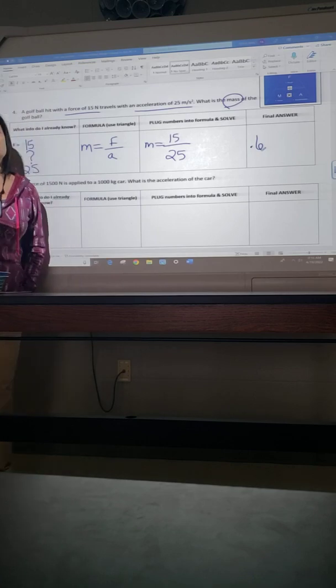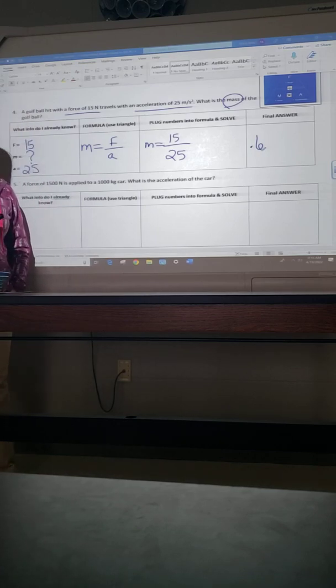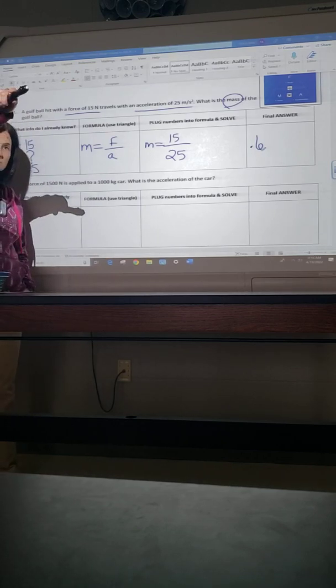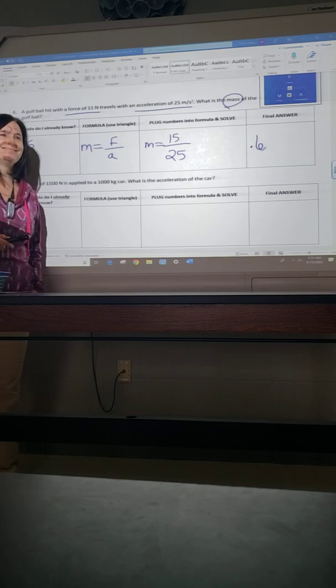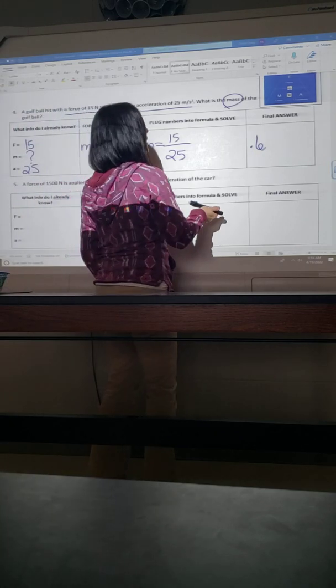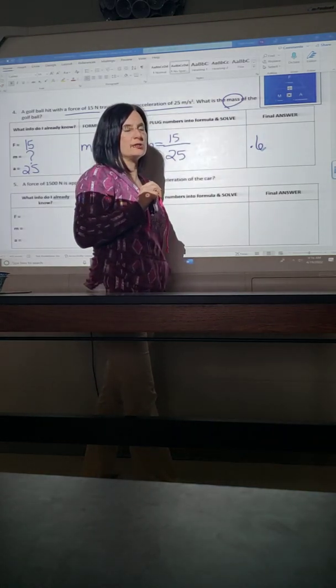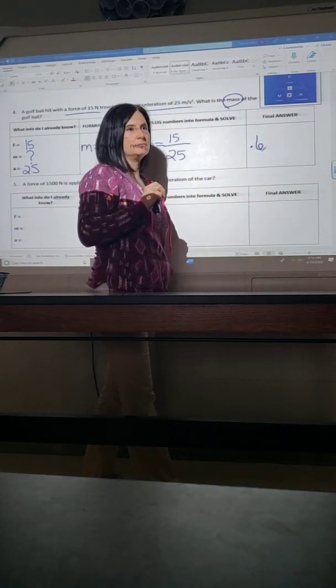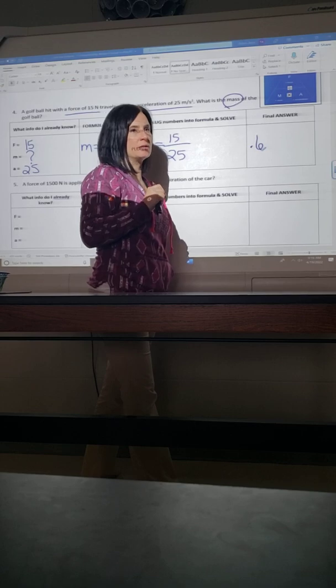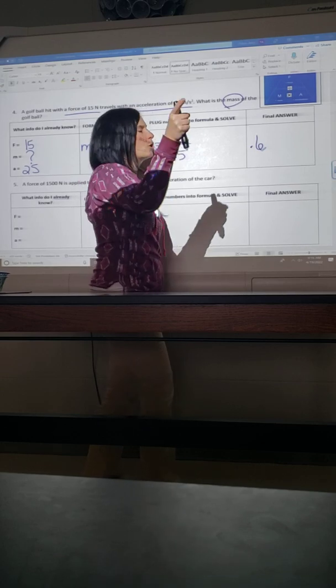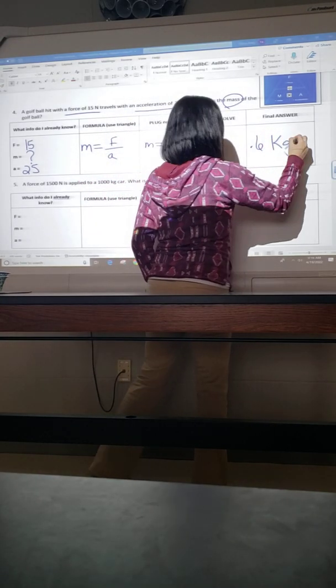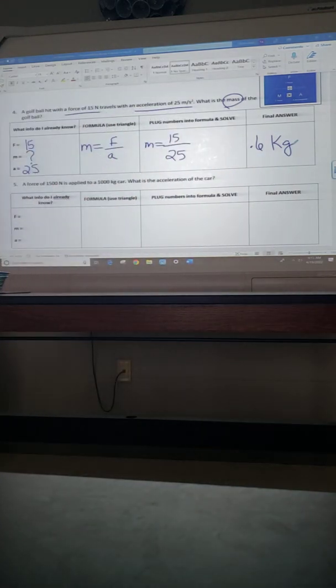So what are our units going to be for mass? What will that be, Charles, for real Charles this time? Wait a minute, we're solving for mass though. What are our units for mass? If you want to double check, that's why it's on the paper. Perfect, kilogram. There we go.